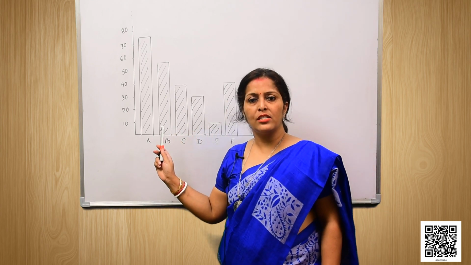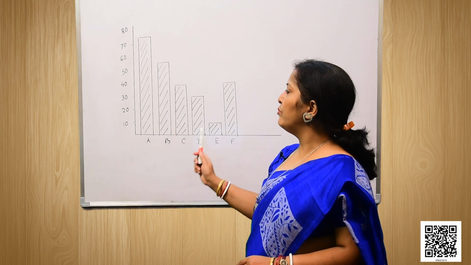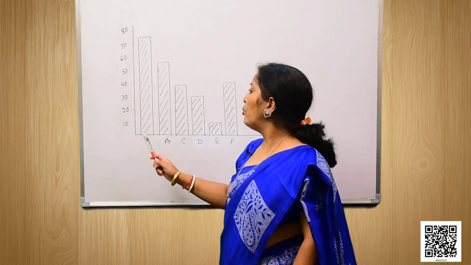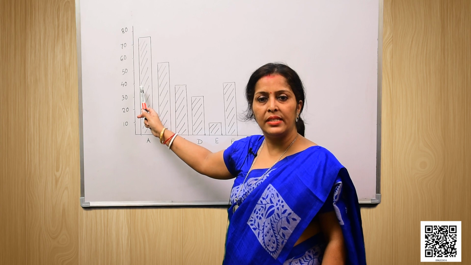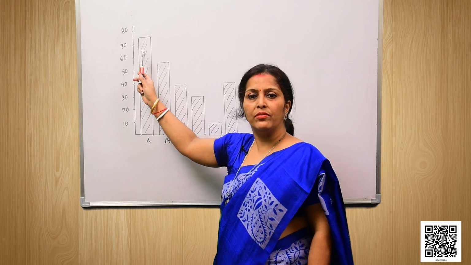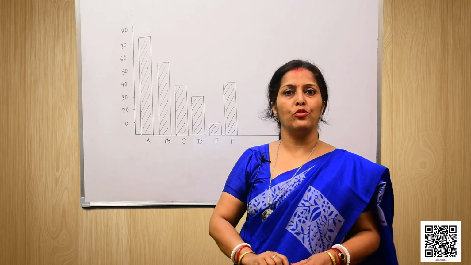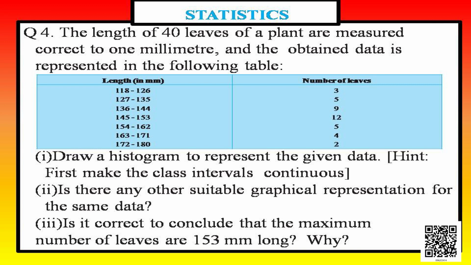Now the question asks which political party won the maximum number of seats. From the figure we can easily find out that political party A has won the maximum number of seats, that is 75. Okay, is that clear to you? Okay students, now we come to question number 4 of exercise 14.3. Here we are supposed to draw a histogram on the table given to us.